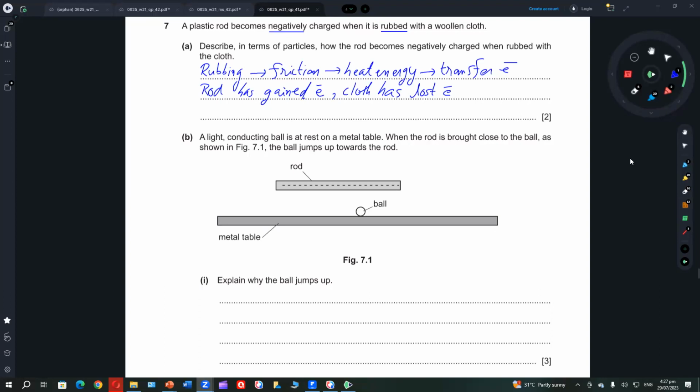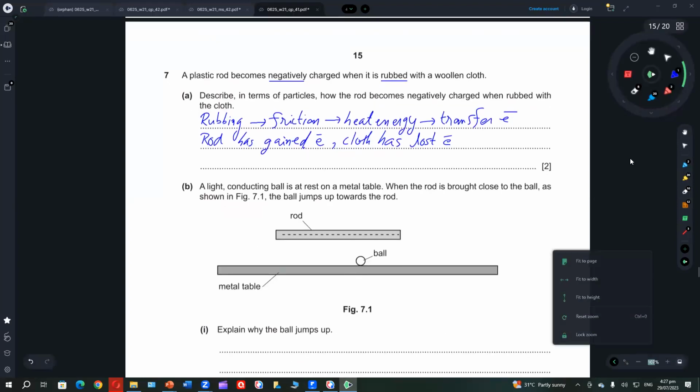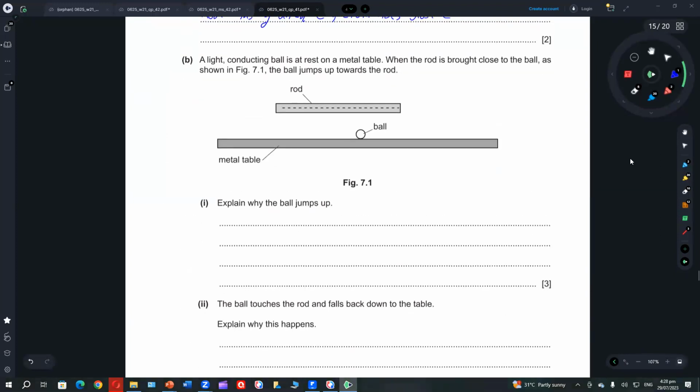A light conducting ball is at rest on a metal table. When the rod is brought close to the ball as shown, the ball jumps up towards the rod. This is attraction. This is not the next question, it should be part B. That part is not there in the book, it might have been missed. It's a part of the same chapter. Read it from the screen, no problem.